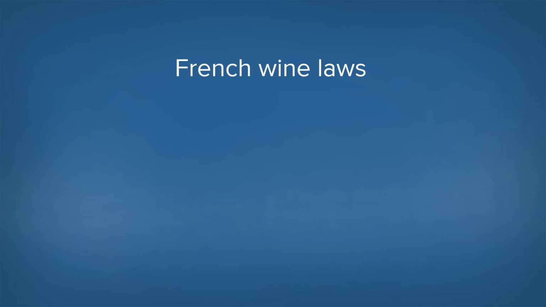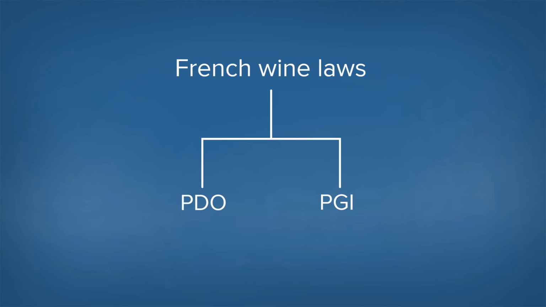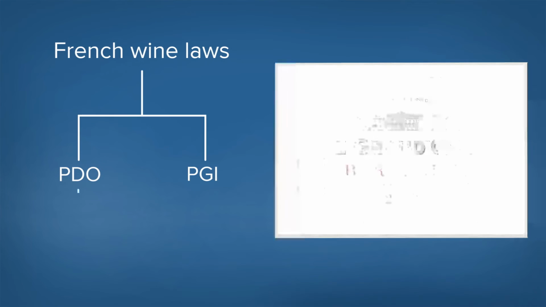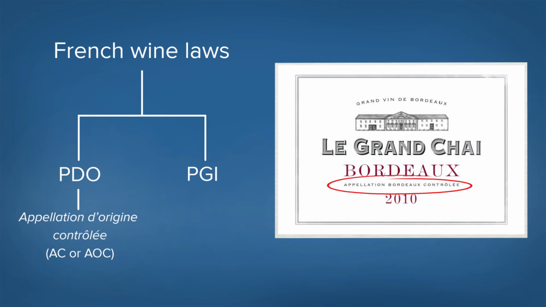When it comes to labelling, winemakers have a choice. In France, they can either use the French terms for PDO and PGI, or they are able to use traditional labelling terms. In France, PDO wines are typically labelled using the traditional term Appellation d'origine contrôlée, often shortened to AC or AOC. You will often hear these regions referred to as appellations.